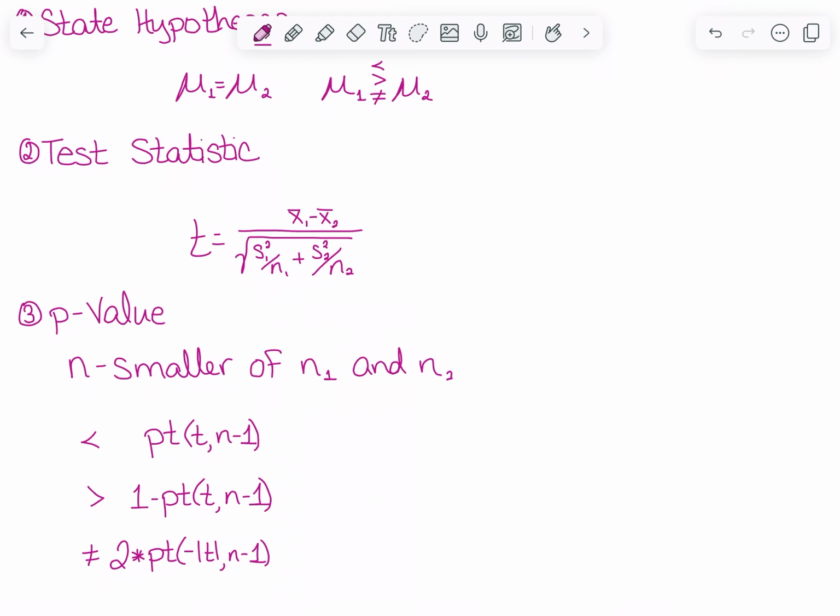For our p-value, let's let n be the smaller of our two sample sizes. Then it depends on what kind of test we're doing. If we're doing a less than test, we just have to do pt of t comma n minus 1. A greater than test, 1 minus pt of t comma n minus 1. And for a not equal to test, 2 times pt of the negative value of t comma n minus 1.